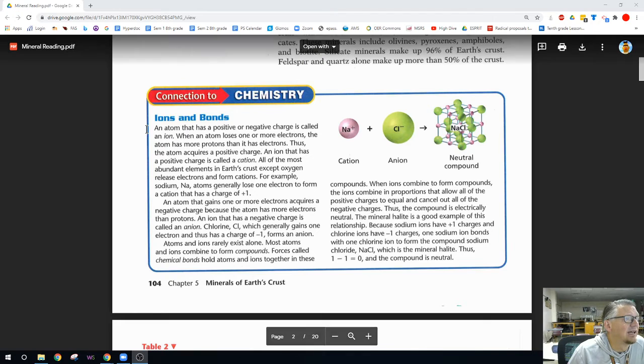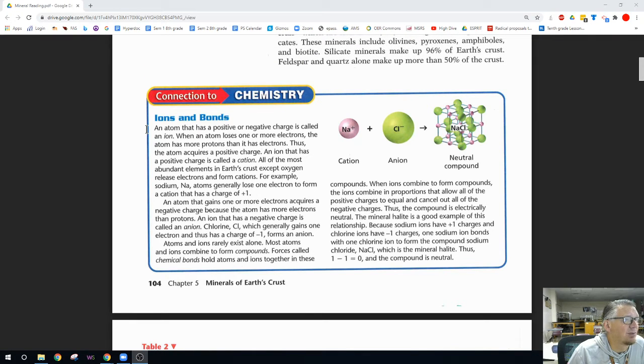Ions and bonds. An atom that has a positive or a negative charge is called an ion. When an atom loses 1 or more electrons, the atom has more protons than electrons. Thus, the atom acquires a positive charge. An ion that has a positive charge is called a cation. All of the most abundant elements in Earth's crust, except oxygen, release electrons and form cations. For example, sodium, Na, atoms generally lose 1 electron to form a cation that has a charge of +1.